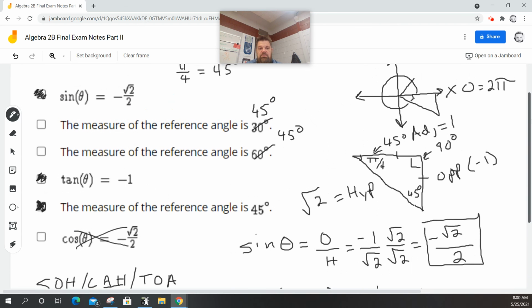So these are your answers. Sine of theta is equal to -√2 over 2. Tangent of theta is equal to -1. The measure of the reference angle is 45 degrees.